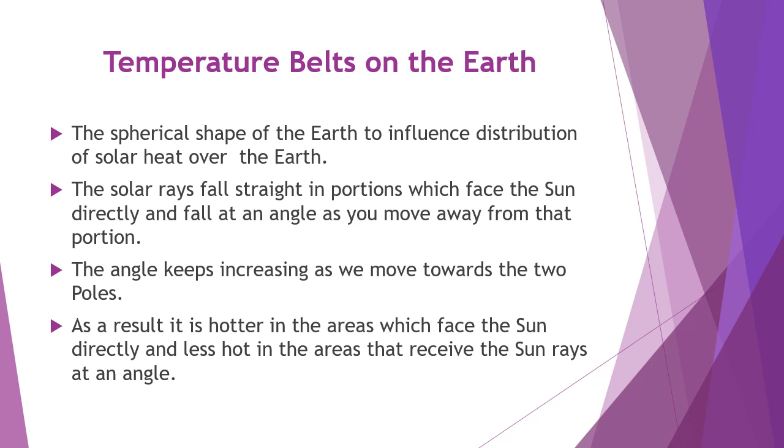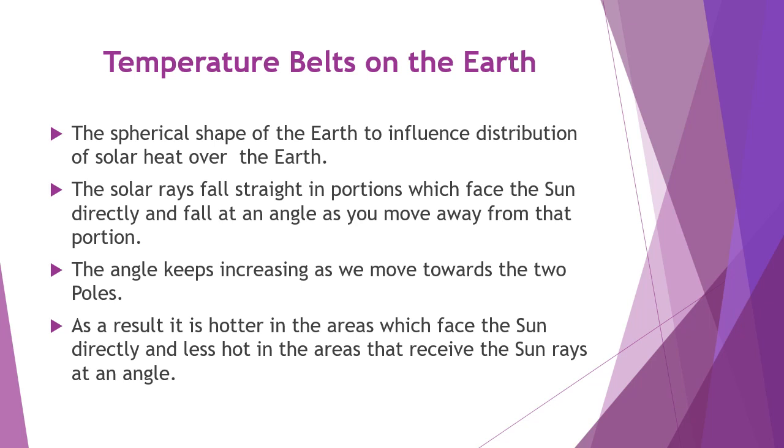The solar rays fall straight in portions which face the sun directly. In the previous class we studied that, because of the tilt position of the earth, for 6 months the northern part gets the direct sun rays. At the same time, for another 6 months, the southern part of the earth gets the direct sun rays. The portion which faces the sun directly creates an angle of 90 degrees, a straight angle, and the angle changes as you move away from that portion.